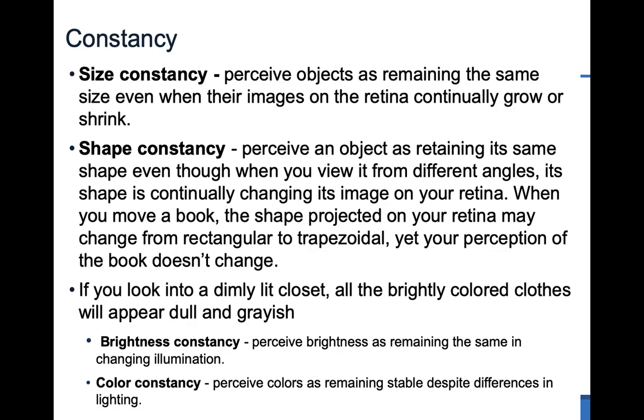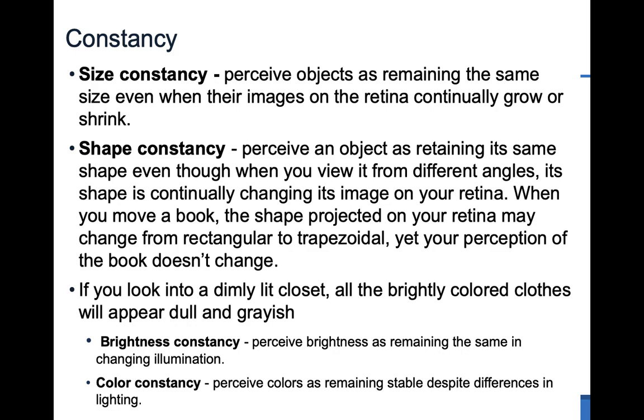That's a size constancy. The same thing happens with shape. Shape constancy is when we perceive an object as retaining its same shape, even when you view it from different angles. Its shape can continuously be changing its image on your retina. So when you move a book, the shape projected on your retina may change from rectangular to trapezoidal, but your perception of the book doesn't change.